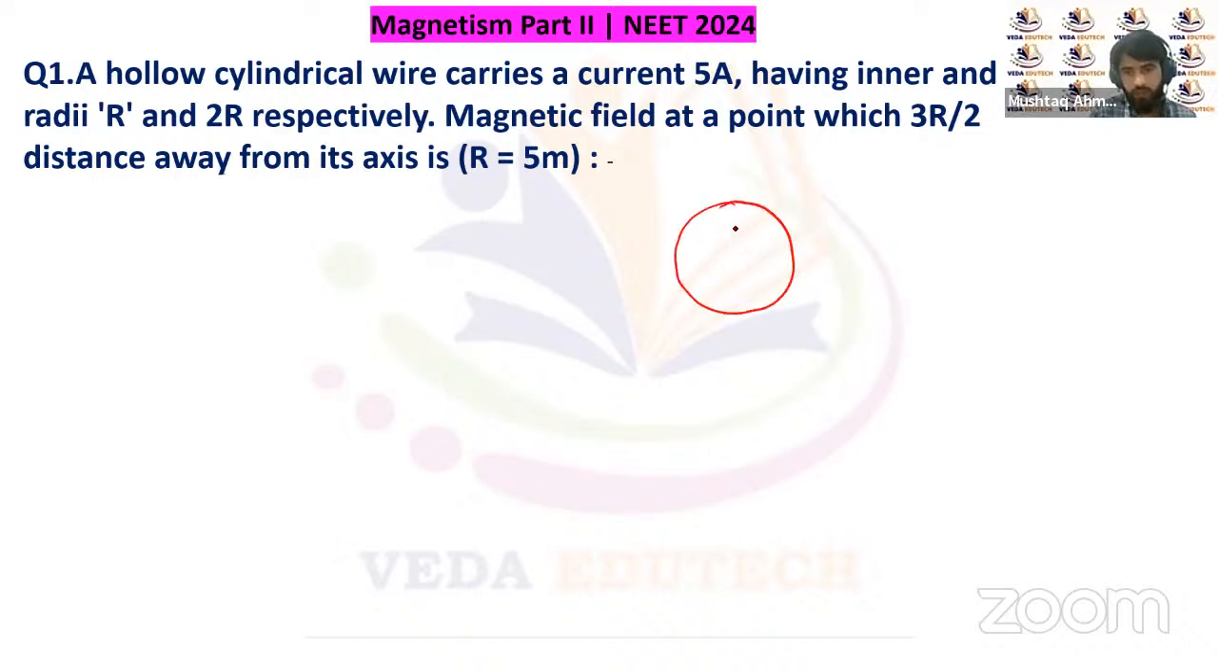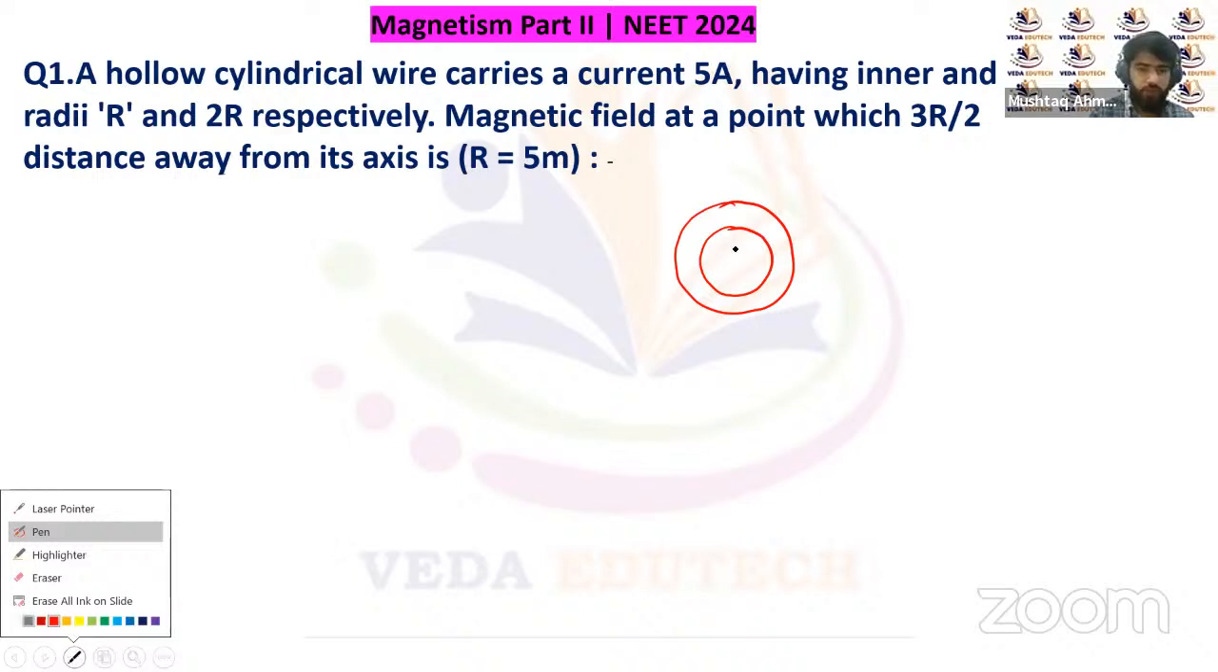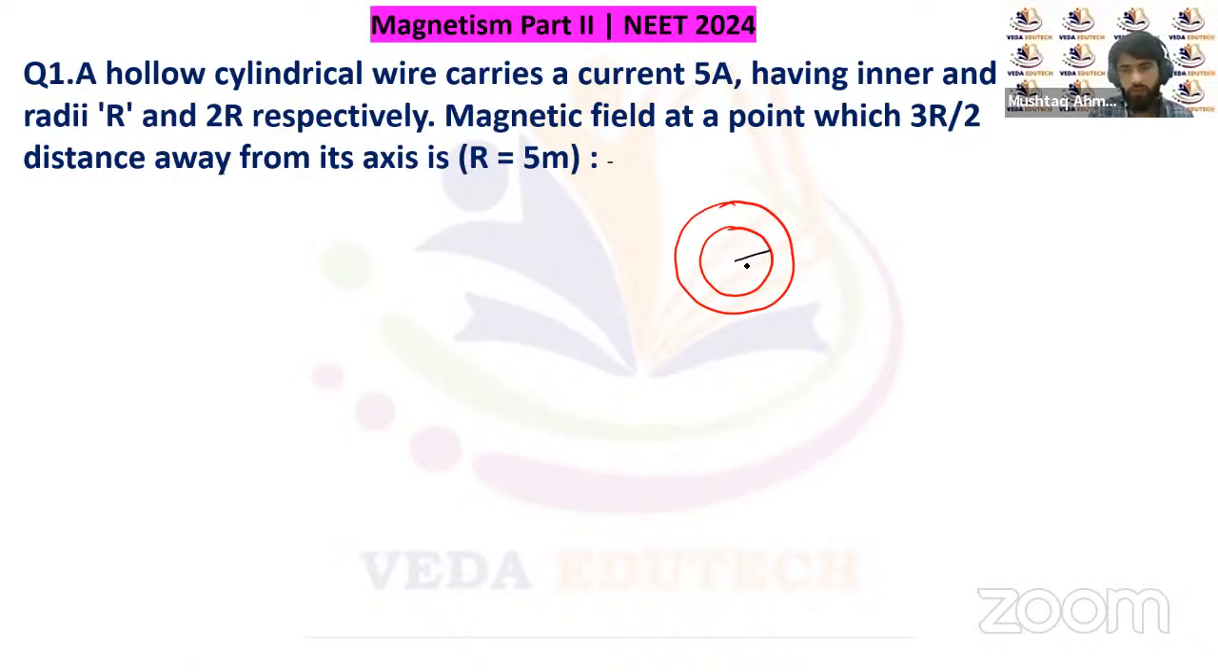So let's suppose this is the inner circular portion and this is the outer circular portion, right? The radius of the inner circular portion is given as R. The radius of the outer circular portion is given as 2R, right? And the current flowing through this cross section is given as 5 amperes. This will be the cross section through which the current of 5 amperes is flowing through the cylinder, right?